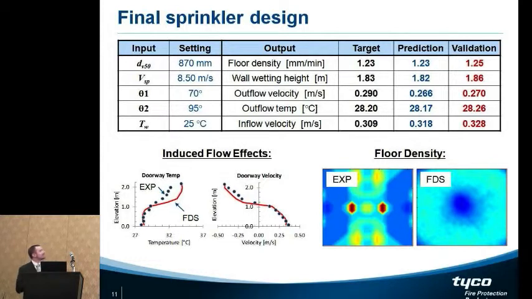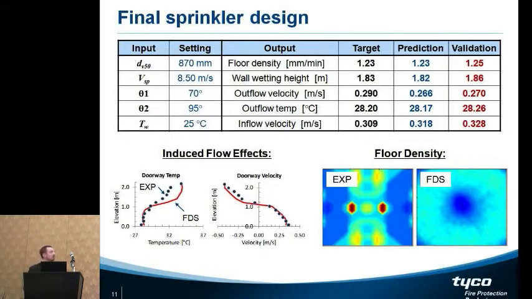We stick these into our FDS simulation and do a validation, and these are the values it spit out. So you can see how closely, using this method, we're able to reproduce the floor density and the wall wetting height, within, let's say, 3 centimeters.